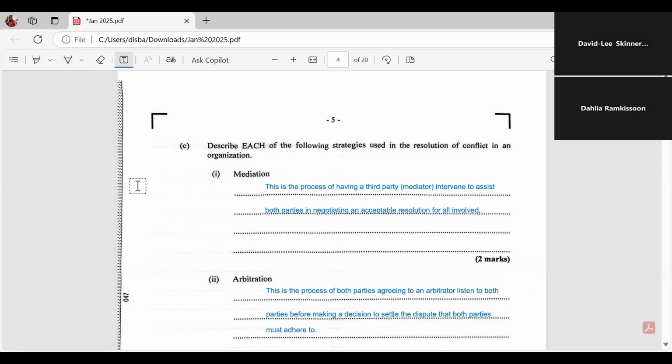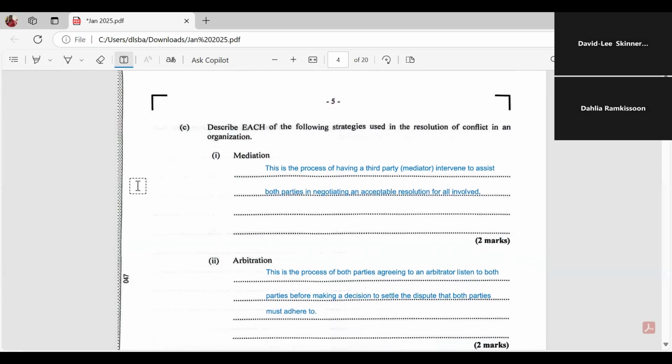Arbitration is different. They bring in someone called an arbitrator. The arbitrator will listen to both parties, but when the arbitrator makes a decision, it is legally binding. So when you bring in an arbitrator, both parties will be agreeing that whatever decision the arbitrator makes is what they will go with.